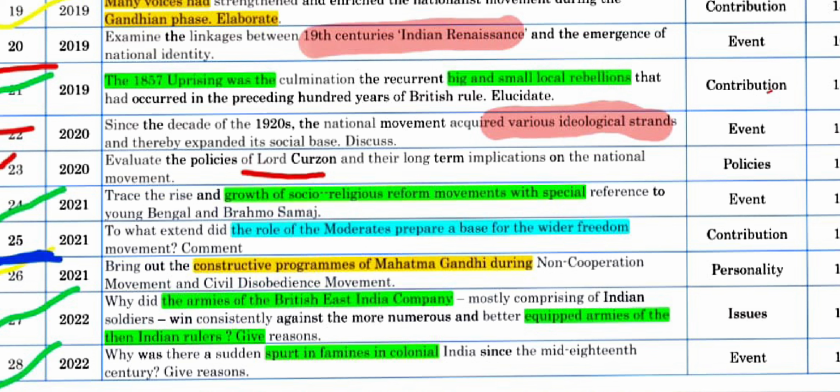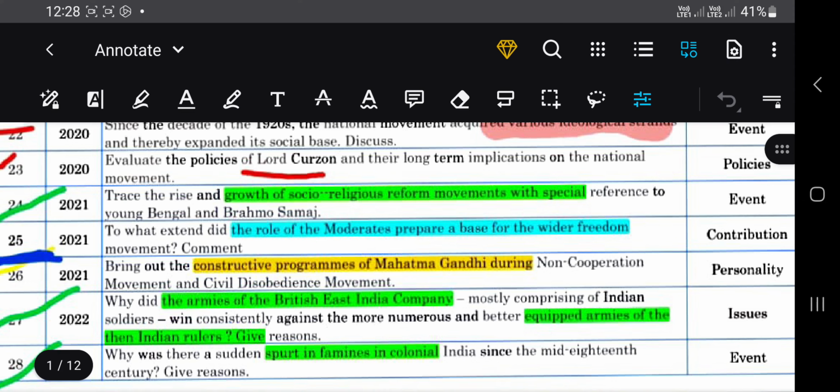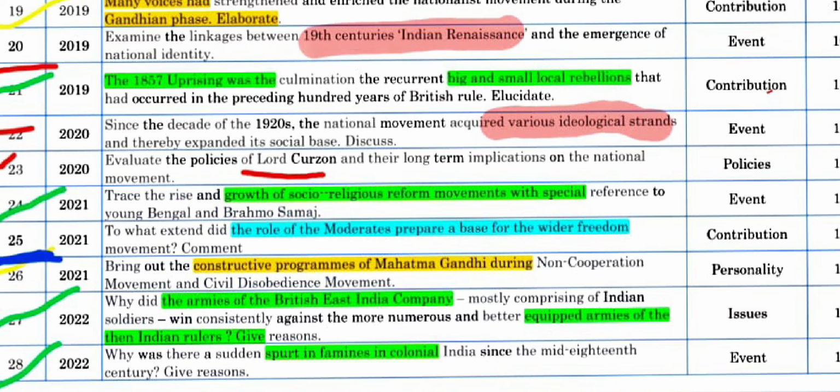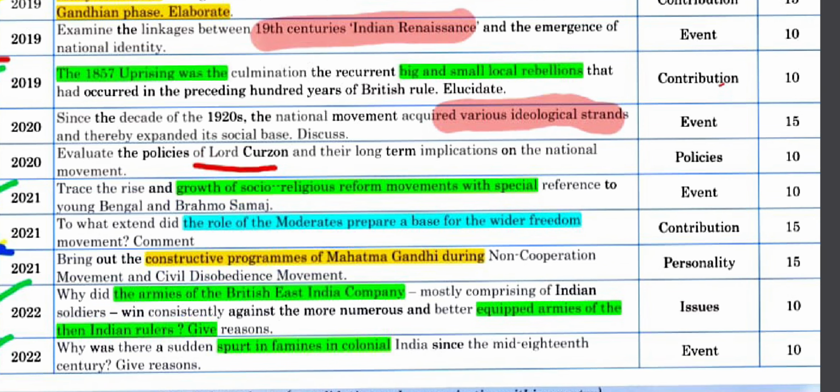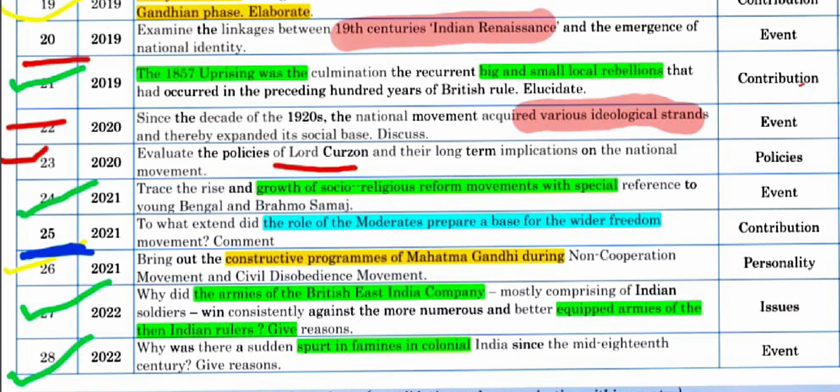So looking at question 26, it speaks about bringing out the constructive programs of Mahatma Gandhi during non-cooperation and CDM, which is civil disobedience movement. Okay. So Mahatma Gandhi's constructive programs during two specific movements, which is NCM and CDM. This was asked for approximately 15 marks in 2021.